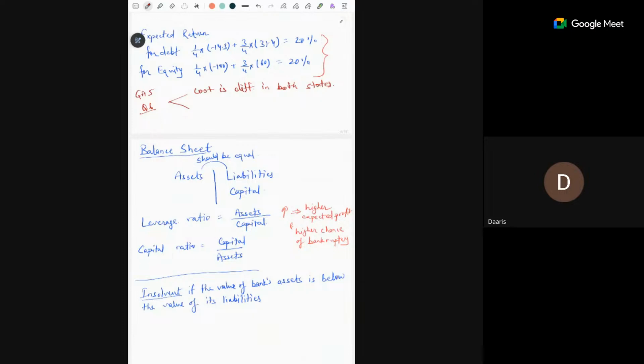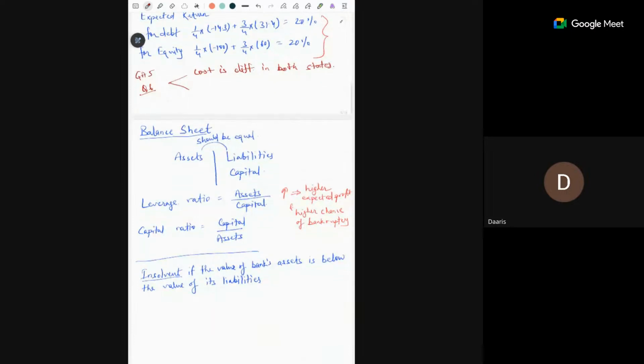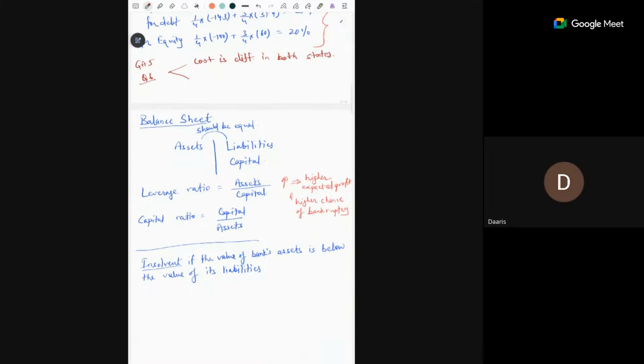Because they have to give back that deposited amount to the depositors or the public, and the assets for the banks would be the loans which they have disbursed to the firms or the public. And capital is the amount which the owners have invested to build the firm or the bank.